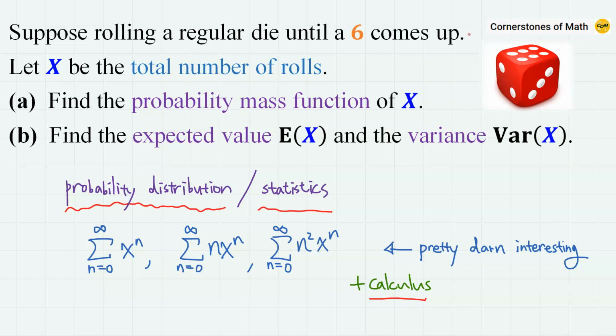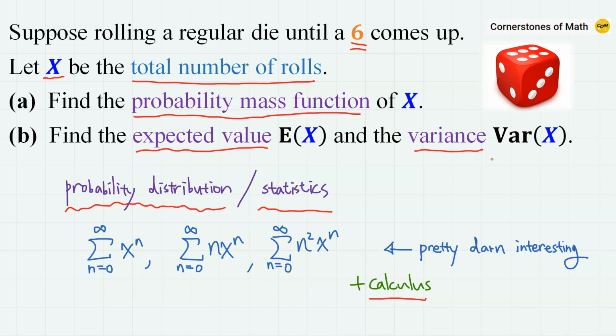Suppose we roll a regular die until a 6 comes up. Let x be the total number of rolls. A. Find the probability mass function of x. B. Find the expected value and the variance of x.